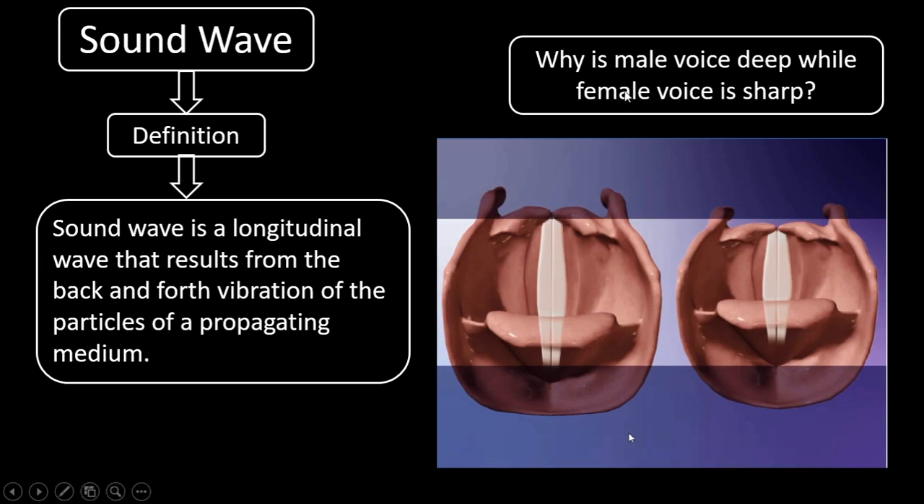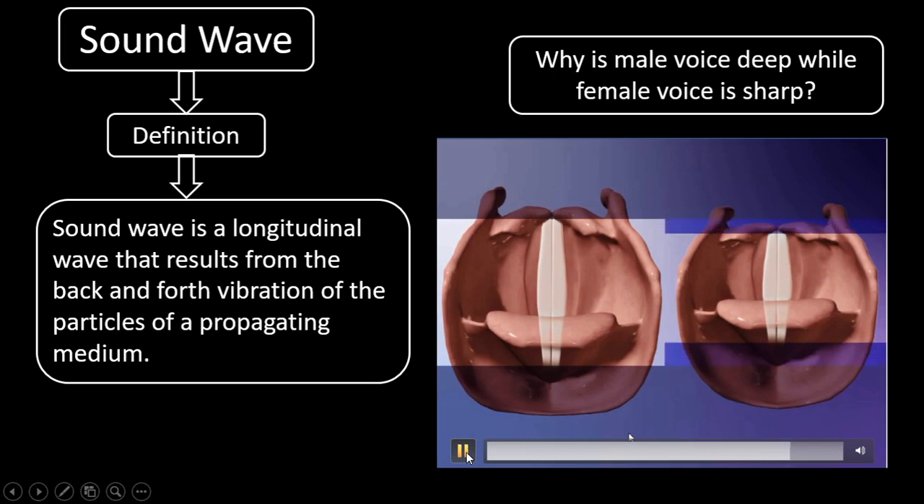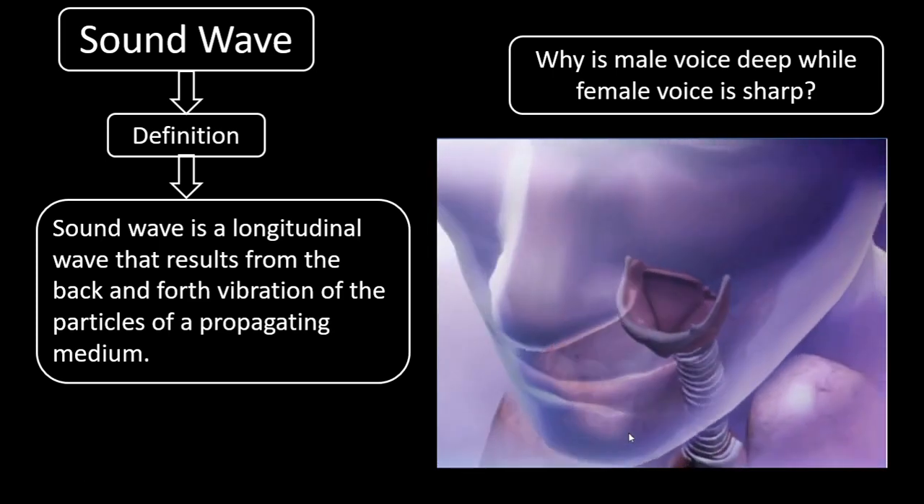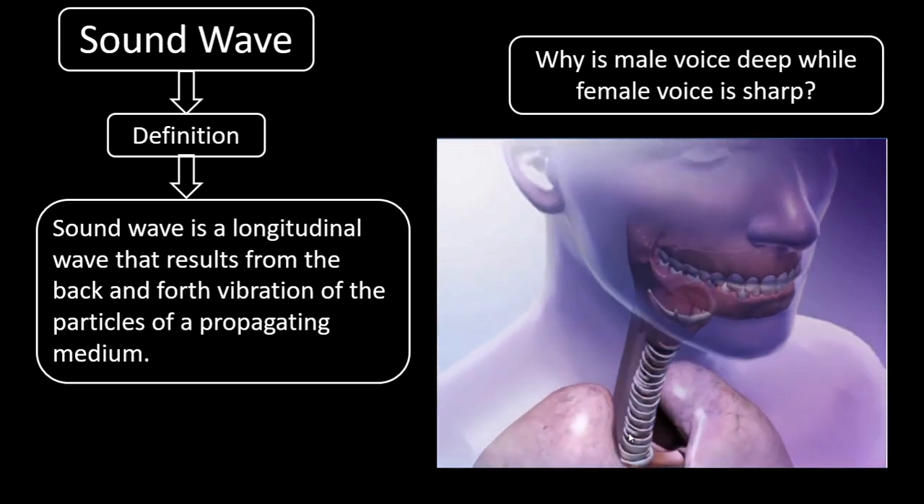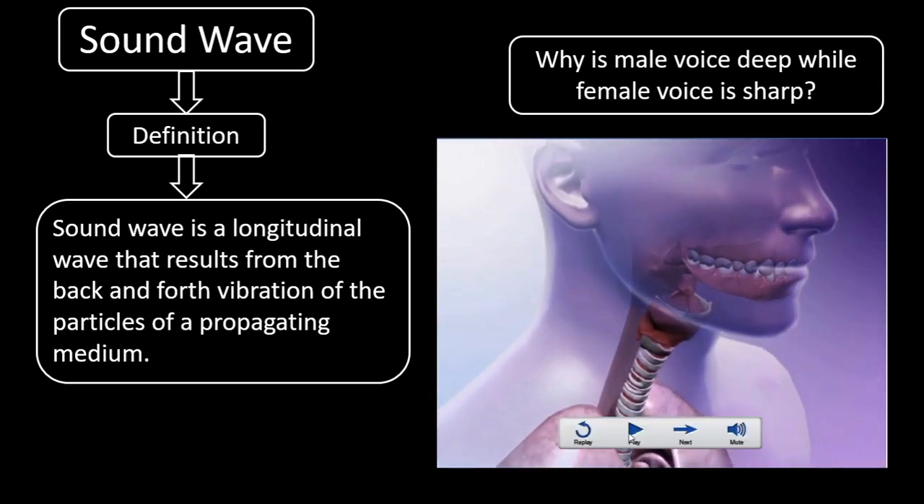That is the reason why the male voice is deep and the female voice is sharp. And shorter folds produce higher pitch. Structures in the oral and nasal cavities can also modify the sounds produced by the vocal fold.